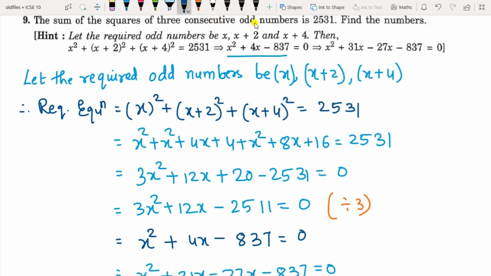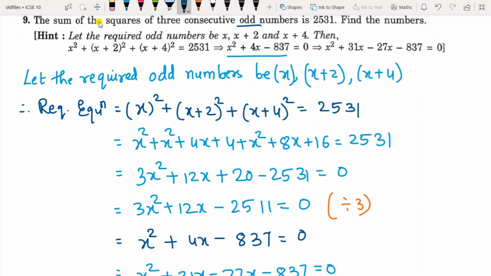The sum of the squares of three consecutive odd numbers is 2531. Find the numbers. So they are asking three consecutive odd numbers. Here it is written odd numbers. So let the required odd numbers be x, x plus 2 and x plus 4. Now you can say here that you have written 2 and 4, but if you consider x as 1 here, it will be 1 plus 2 is 3 and 1 plus 4 is 5. So these are three consecutive odd numbers.